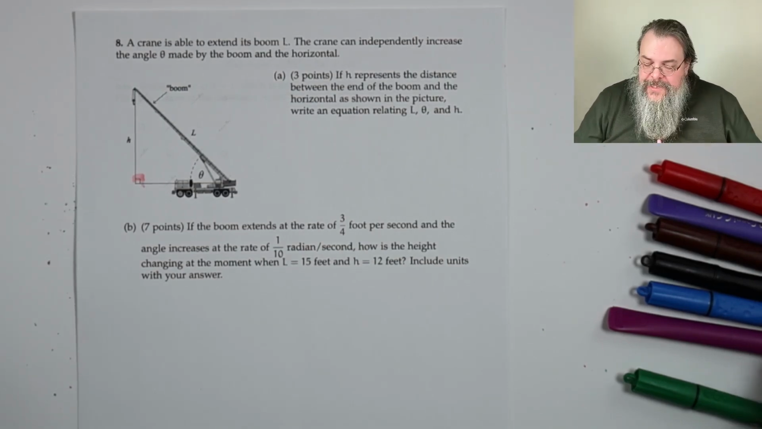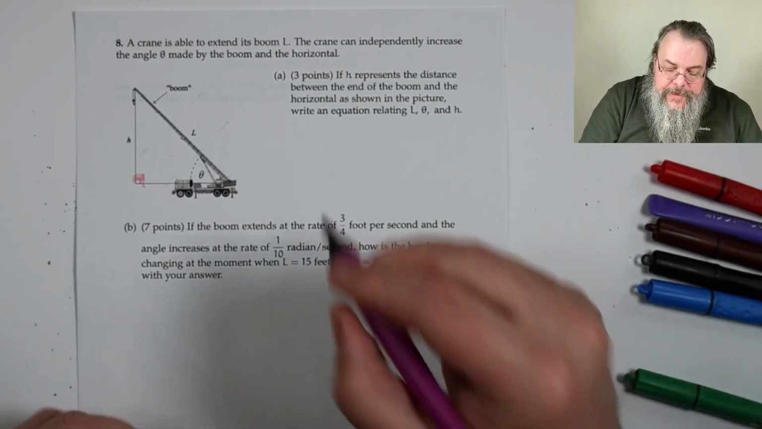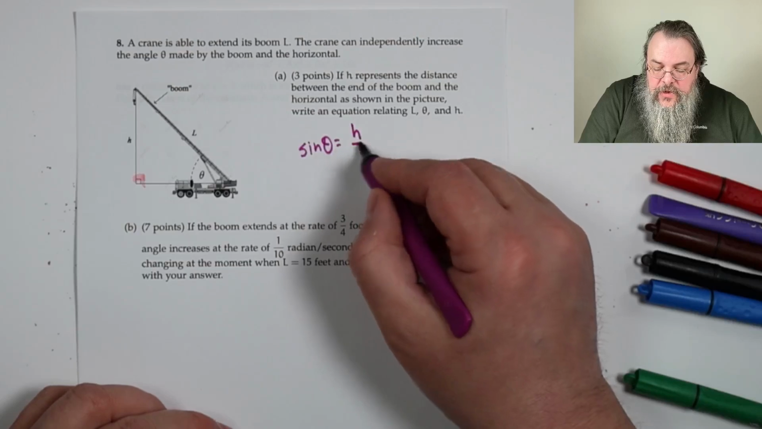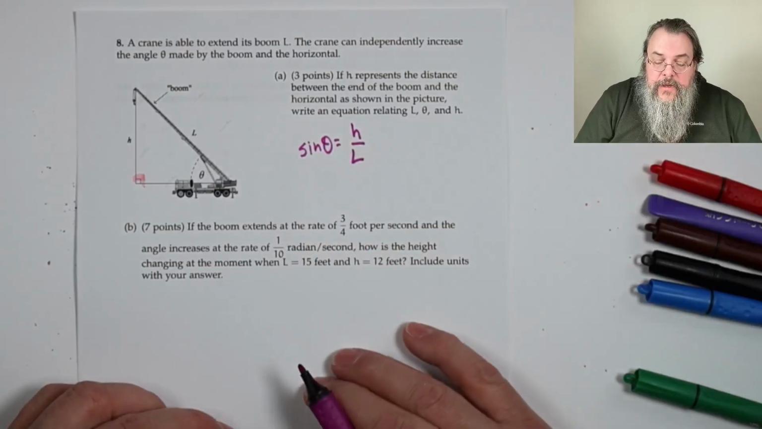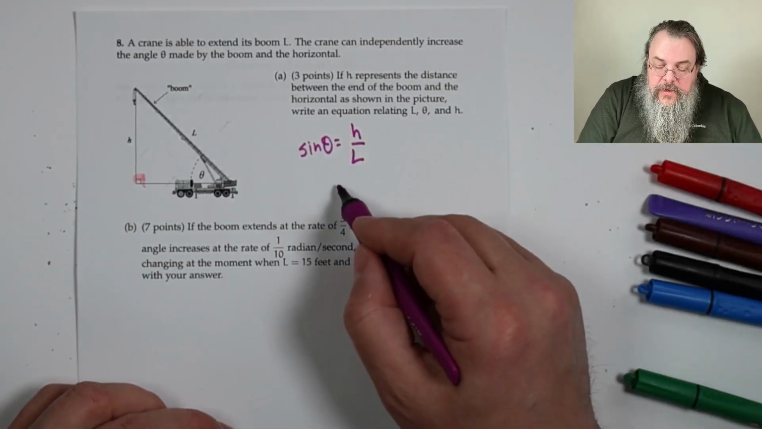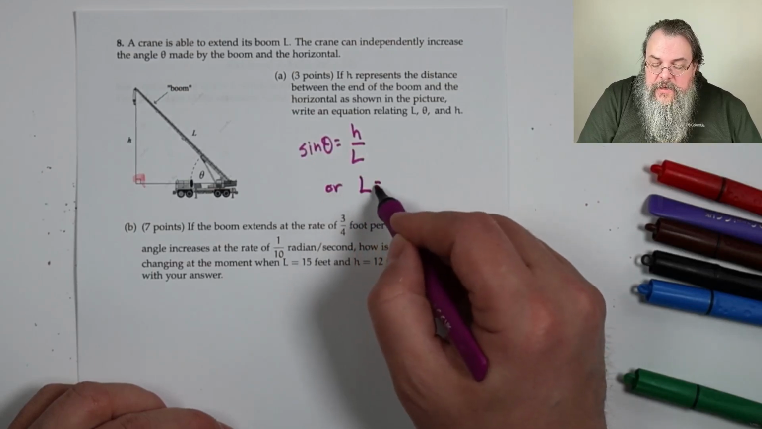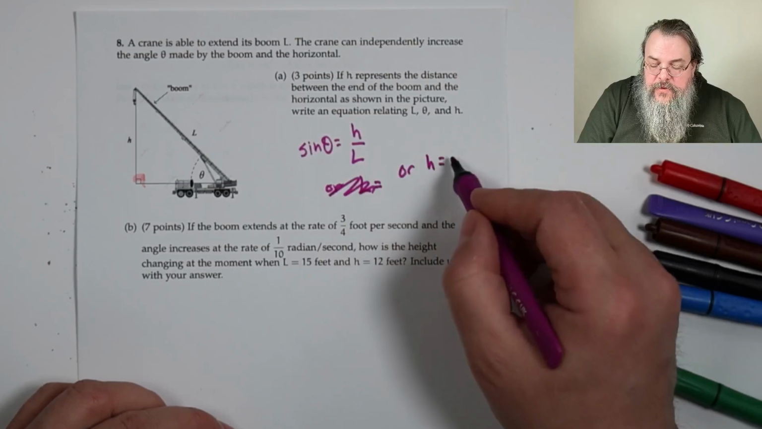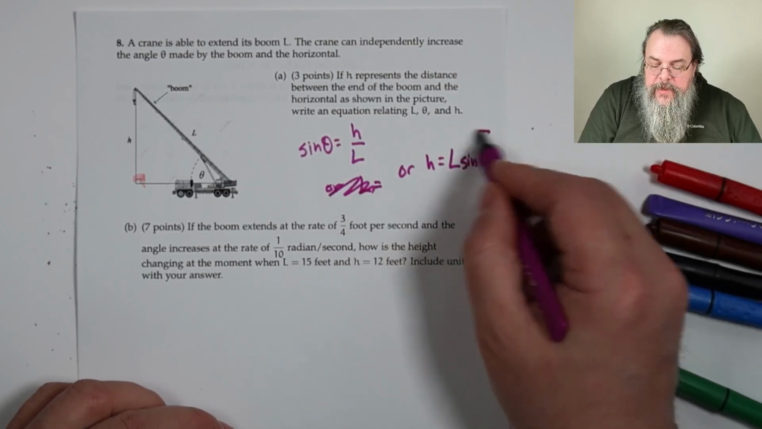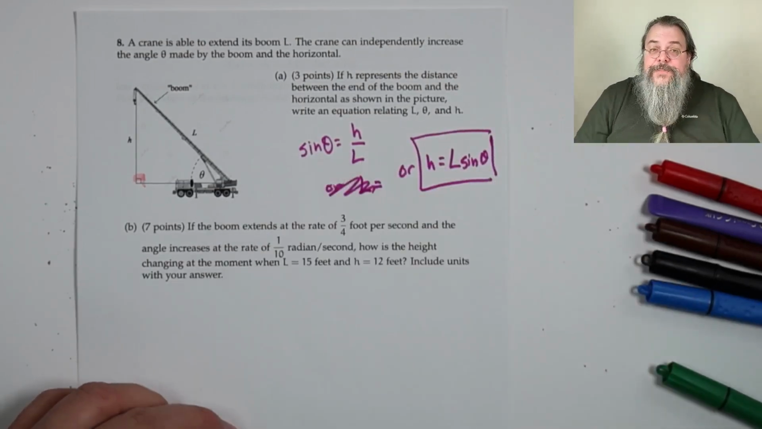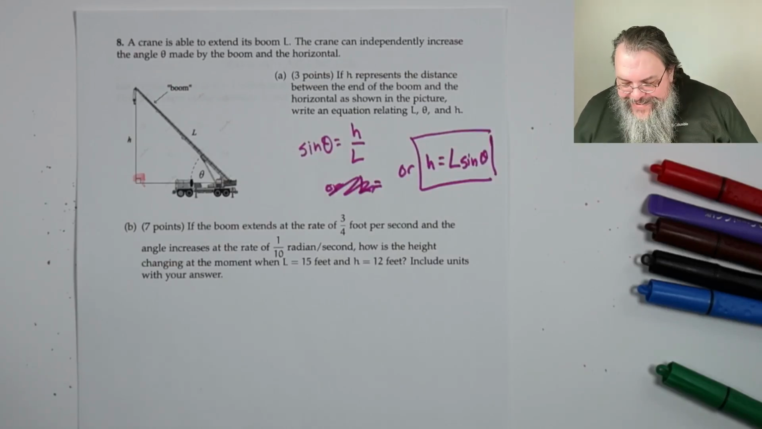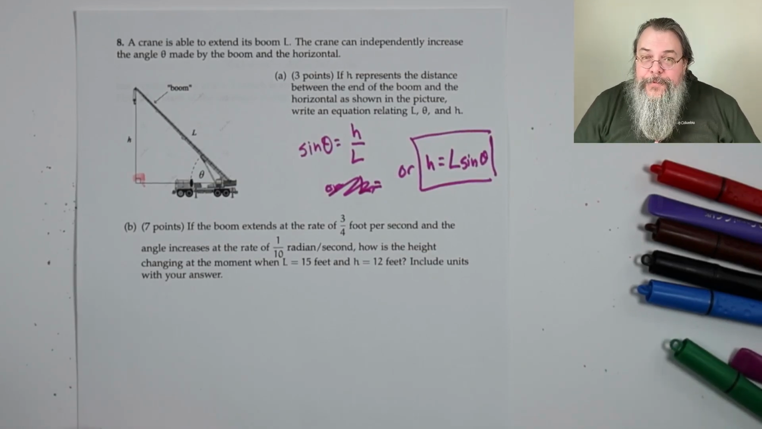The sine. So we say sine of theta is equal to h over L. And another way we can write that is h is equal to L sine theta. There we go. Multiply the L across. There we go. That's it. Part A. 3 points. Ha! Nice. Nice, nice, nice. Now, the real meat.